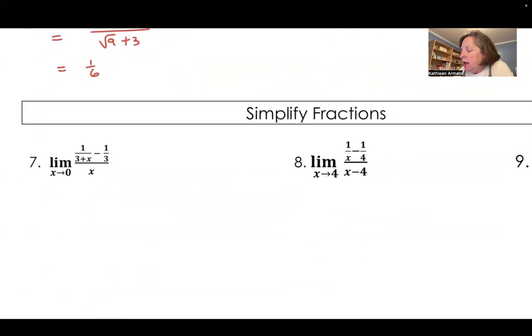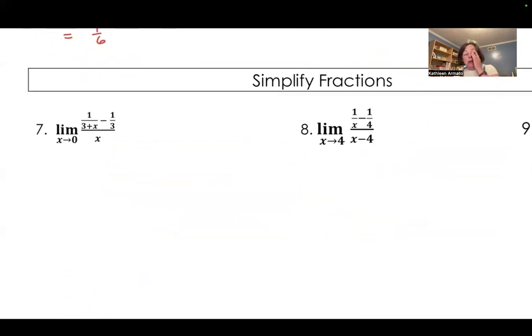All right, our last technique, fourth technique, is called simplifying the fraction. So when you have fractions within fractions, that's your clue you want to do this. Fractions within fractions. First of all, make sure you do really have 0 over 0. If you plug in x is 0, you have 1/3 minus 1/3 over 0.